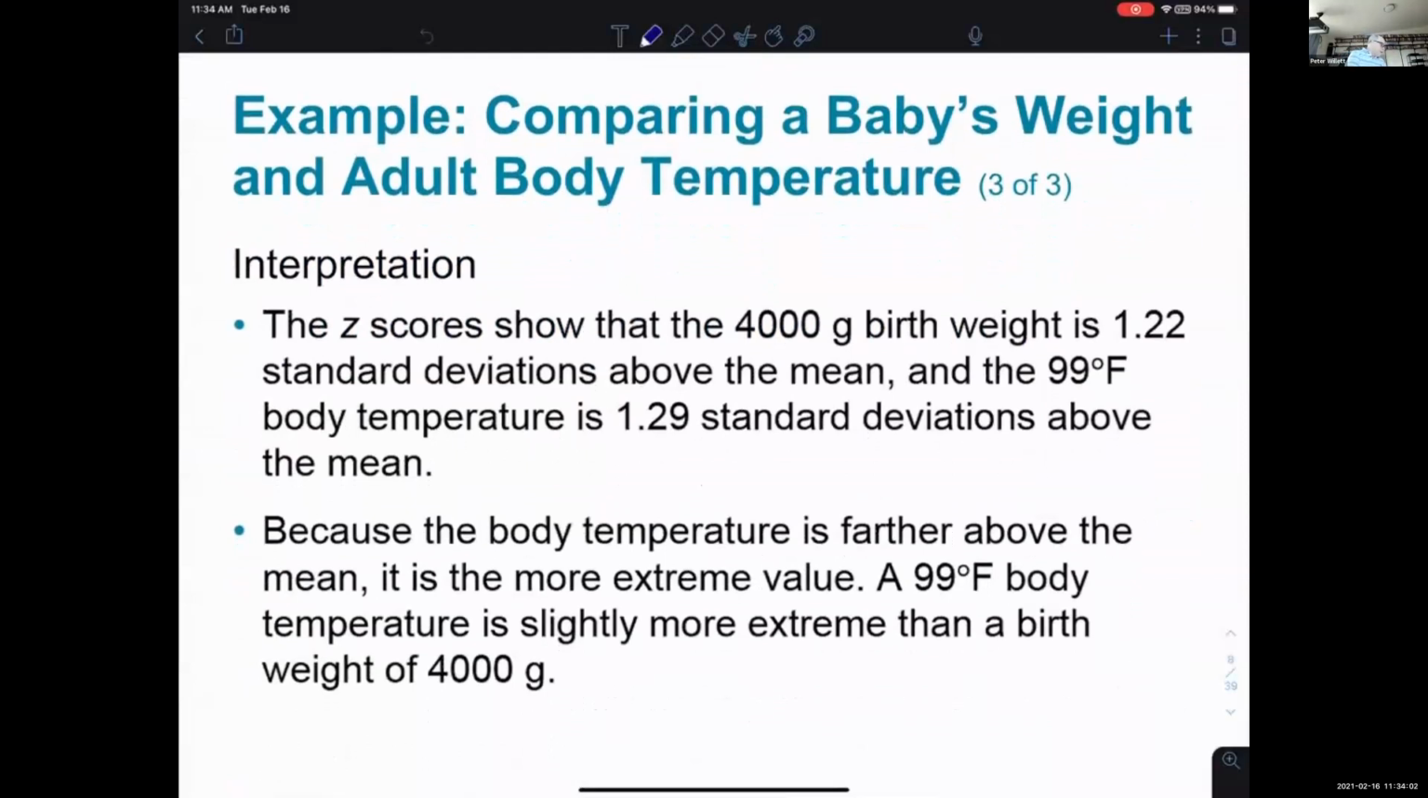So they draw that conclusion here by showing that they got those z-scores and sort of interpreting what they mean. And then at the end, they say the body temperature is slightly more extreme than the birth weight.